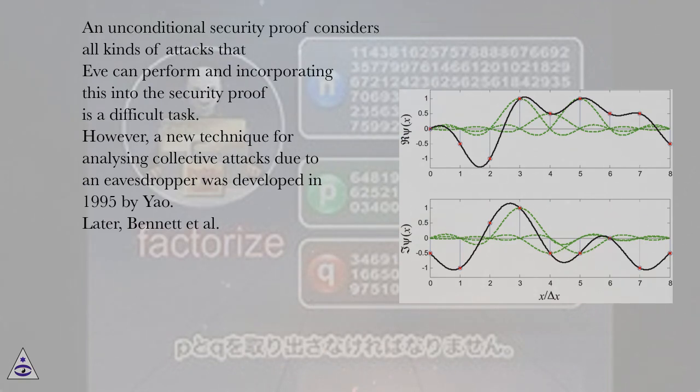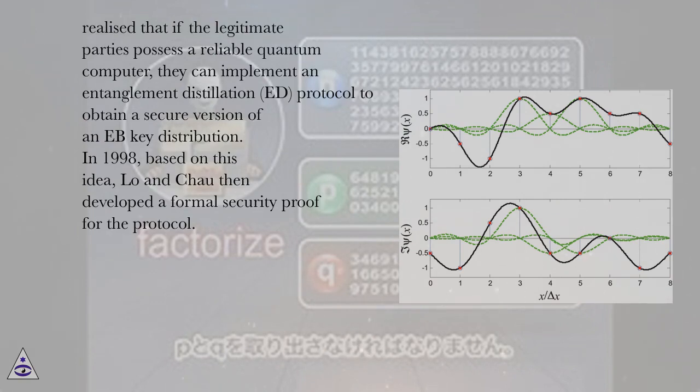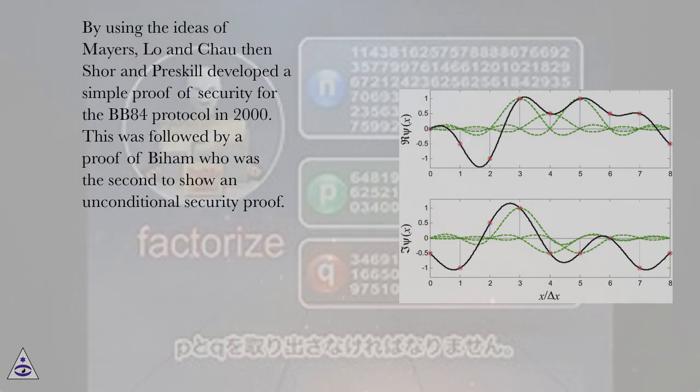Later, Bennett et al. realized that if the legitimate parties possess a reliable quantum computer, they can implement an entanglement distillation (ED) protocol to obtain a secure version of an EB key distribution. In 1998, based on this idea, Lo and Chau then developed a formal security proof for the protocol. By using the ideas of Mayers, Lo and Chau, Shor and Preskill then developed a simple proof of security for the BB84 protocol in 2000. This was followed by a proof of Biham, who was the second to show an unconditional security proof.